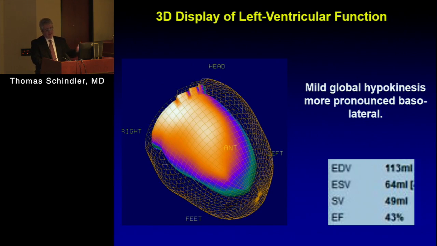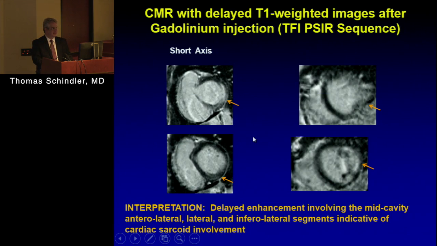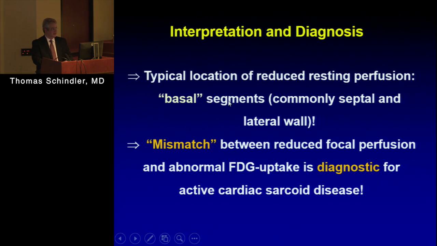Ejection fraction, as shown in the echo, was mildly reduced to 43%. And MRI was also positive in this area with delayed enhancement. So interpretation, diagnosis, it's a typical location when you have basal segments. And in coronary disease, we have the distal segments. In sarcoid, it's the basal segments, which are commonly affected, of the septum and lateral wall.